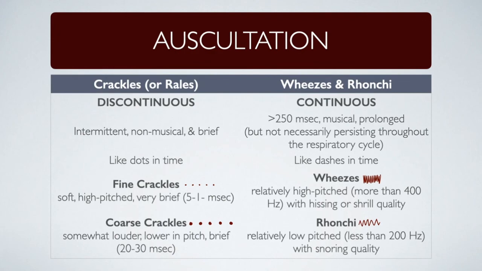Now, these are some of the adventitious breath sounds that you will encounter. These include crackles or rales, and wheezes or rhonchi. Crackles are intermittent, non-musical, and brief, like dots in time, discontinuous. What could be causing crackles? Crackles are due to your alveoli popping open as air enters them.